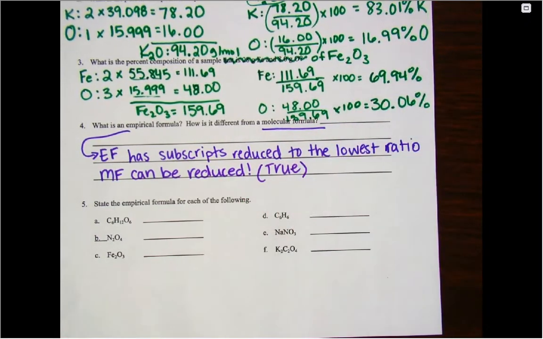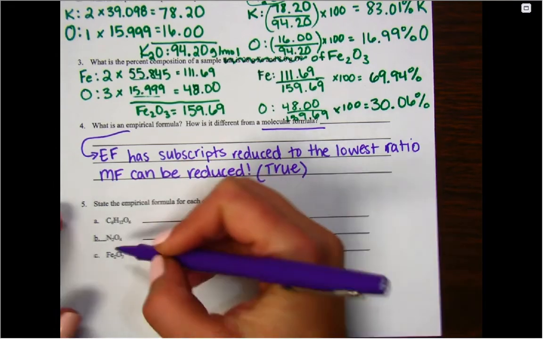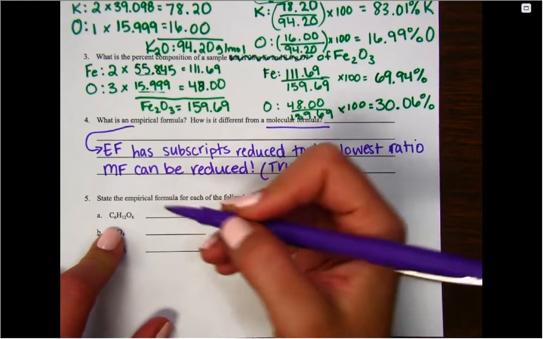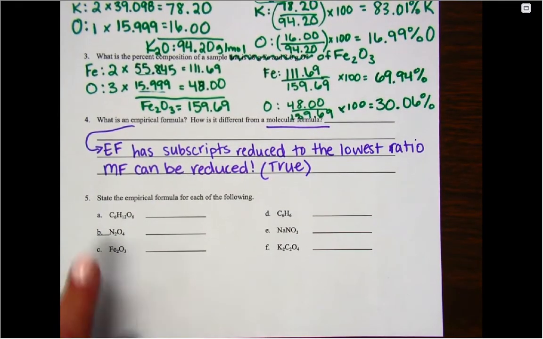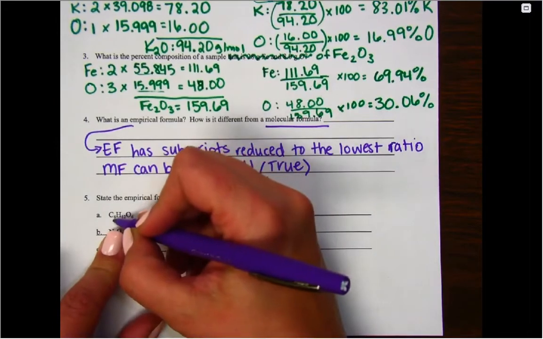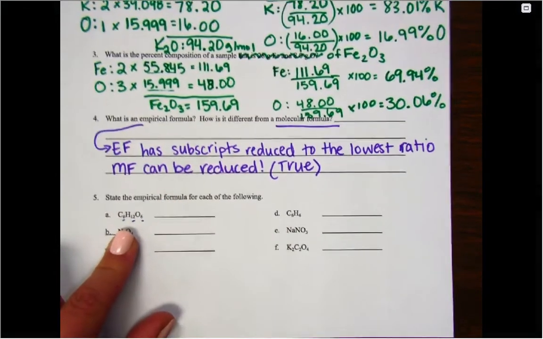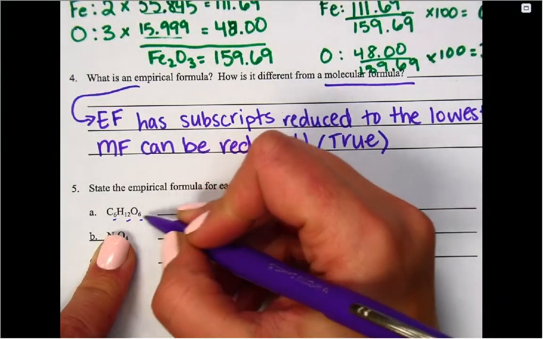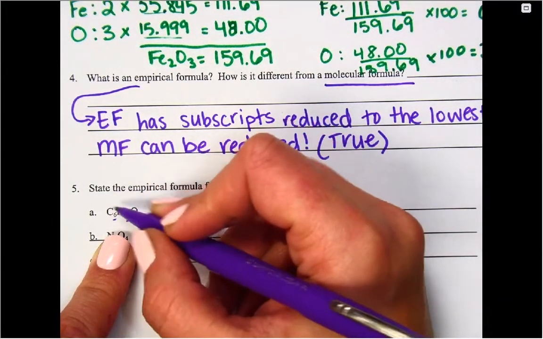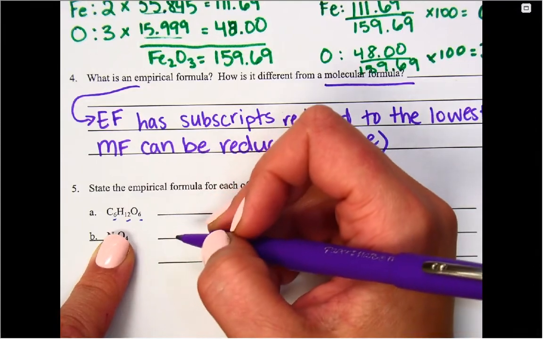I'm not going to ask you that tomorrow, but what I am going to ask you is, hey, create the empirical formula from this compound. What that's going to look like is I'm going to hand you something like glucose. All right, glucose right here, C6H12O6. First of all, we notice we have a 6, a 12, and a 6 ratio. Is that at its lowest ratio? Or can that be reduced?